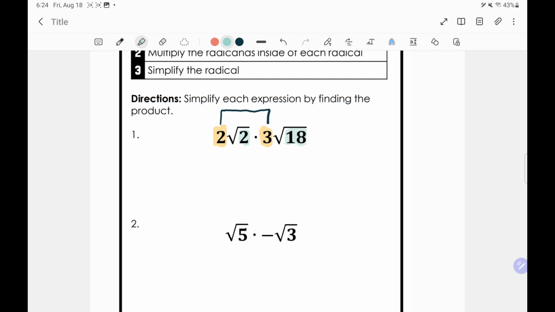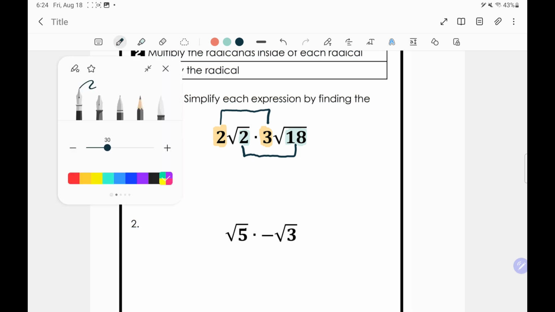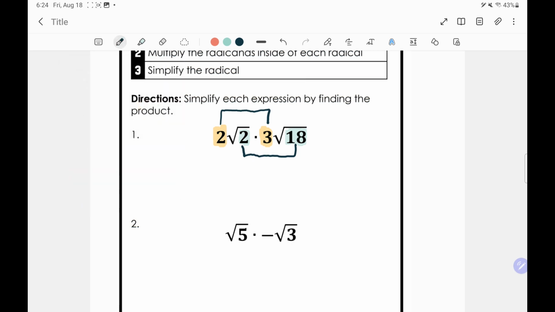I'm going to select those two, and those are going to be my radicands. Those are not coefficients, those are radicands. So my radicands are going to multiply, and my coefficients are going to multiply. What this means is that my outers multiply and my inners multiply. Outer with outer, inner with inner. That's the easiest way to remember this. Whatever's outside, you multiply with whatever's outside. Whatever's inside, you multiply with whatever's inside.